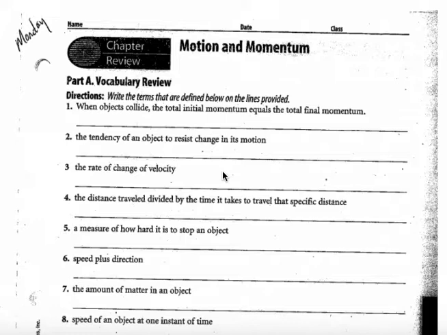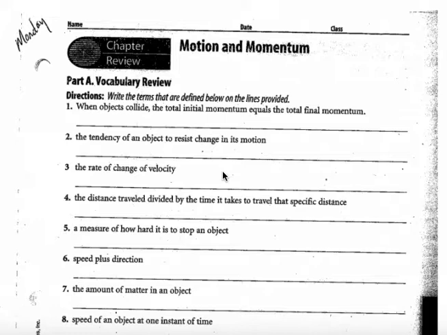Number 3, the rate of change of velocity. That's acceleration. Acceleration is defined in 3 different ways. If something is speeding up, it's changing velocity. If it's slowing down, it's changing velocity. And thirdly, if it's changing direction, because velocity includes a direction, it's changing velocity as well. So acceleration is defined by speeding up, slowing down, and changing direction. The rate of change of velocity is acceleration.